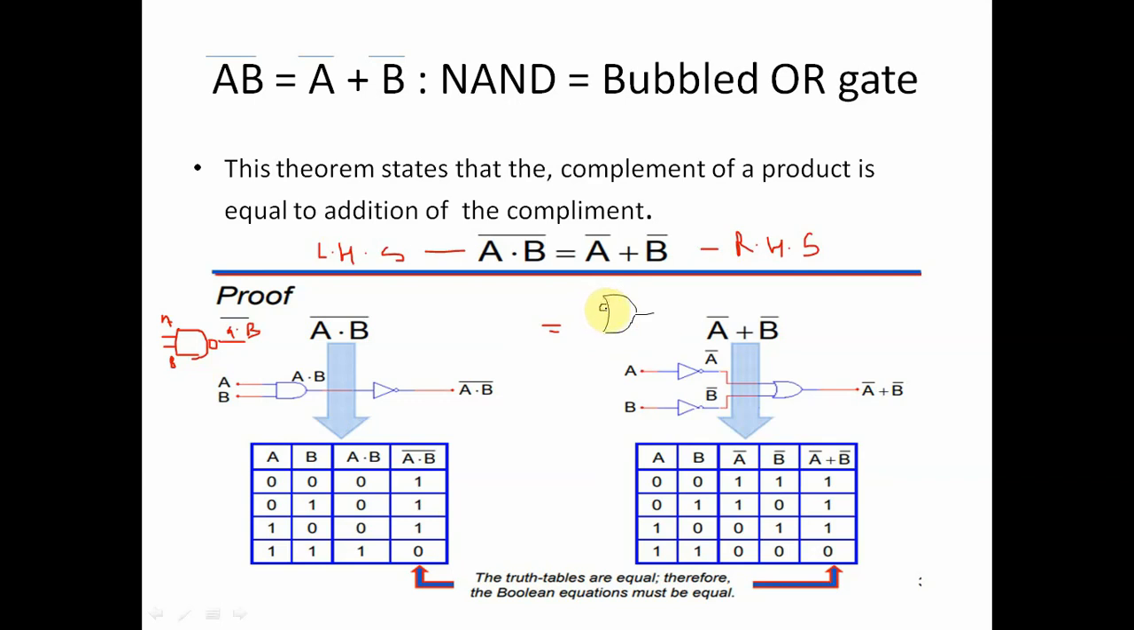Here this circle is indicated as the bubble. So here is the A, here is the B, and here we have A bar plus B bar. This is the diagram. Either we draw this diagram or this diagram, and they are equal.